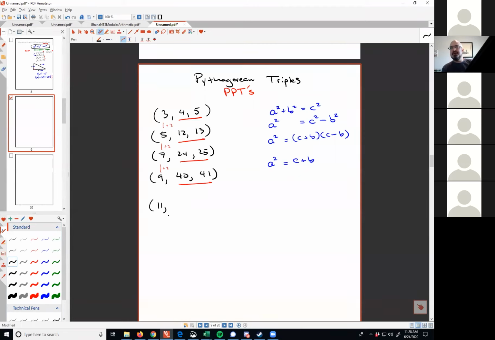Are there two integers that are 1 apart that add up to 11 squared? Could it be 60 and 61? 60 and 61. That's right. Build me one with 13. 84 and 85.